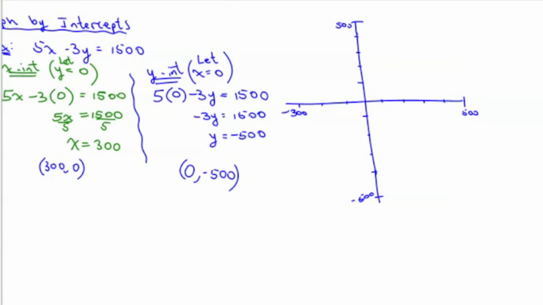The only 2 points we have is 300, comma 0. Where does it go? To the right. To the right 300. So 100, 200, 300. Plots right here. Nice little x-axis. 300, comma 0. Where is 0, negative 500? Straight down. Right here. So this is 0, negative 500.